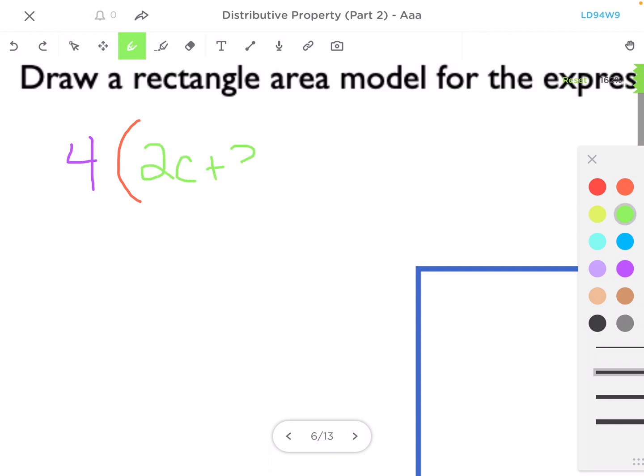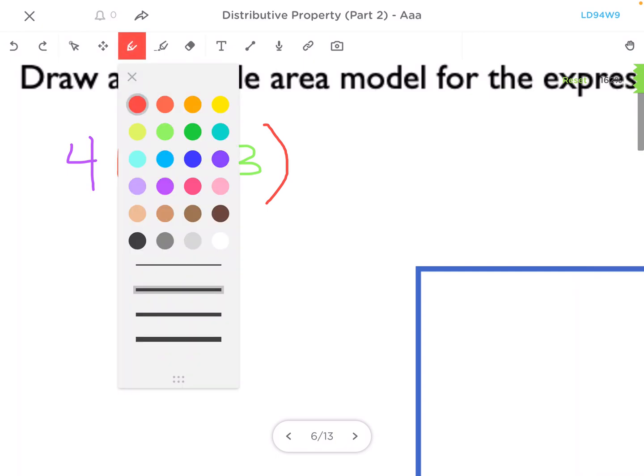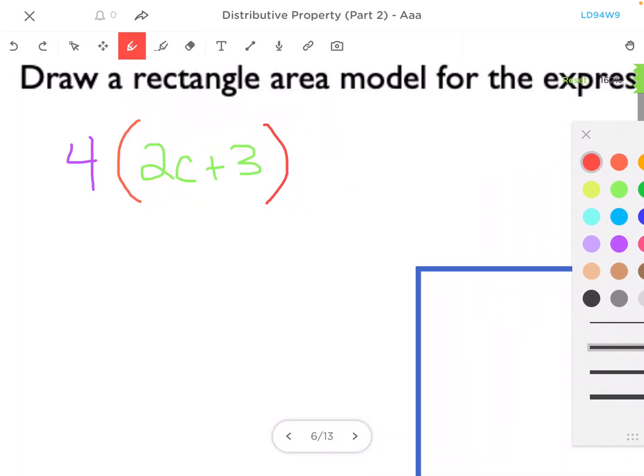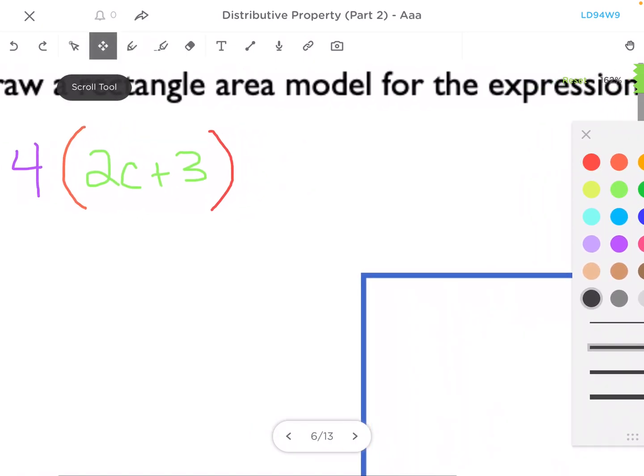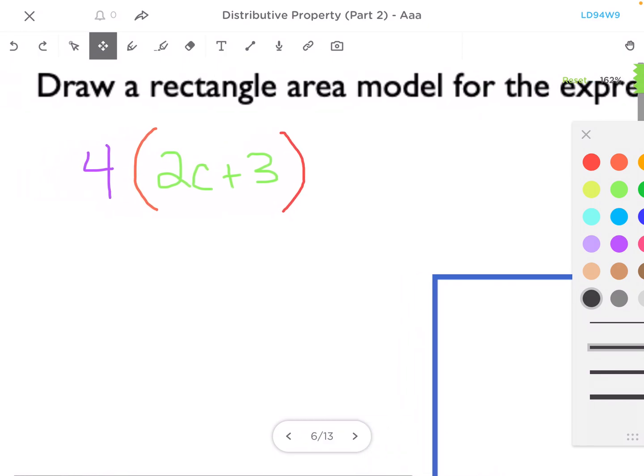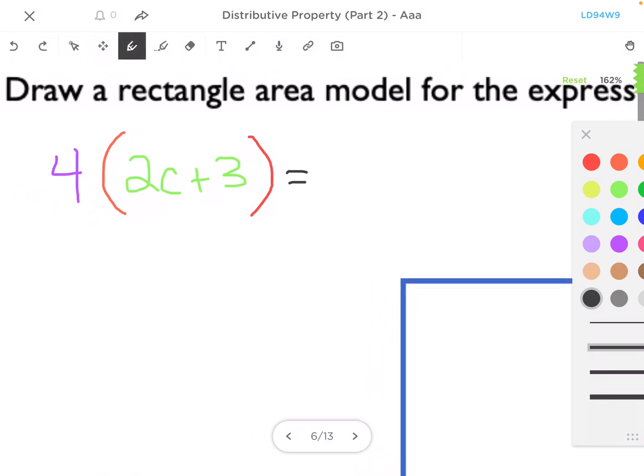2c plus 3. Okay. So this is kind of a really weird way to say that expression, 4 parentheses 2c plus 3. So the way we should really be saying that phrase is 4 times. I want you to notice the 4 that's in front is going to stay out in front. I'm going to call that 4 times.